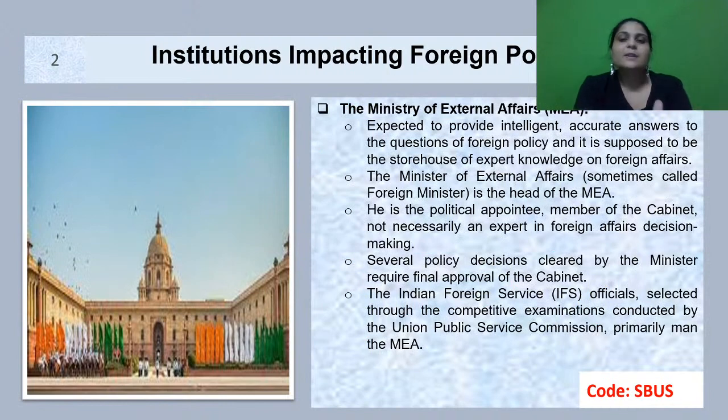Now, the Ministry of External Affairs is supposed to provide intelligent, accurate answers to the questions of foreign policy. What to act, how to act, when to act, which nations to interact with, what to tell them, what agreements to sign with them, what should be our next negotiation point, how to draft those agreements. All right. Now, who is the head of the Ministry of External Affairs? It's a minister. He's a part of the cabinet of the Prime Minister.